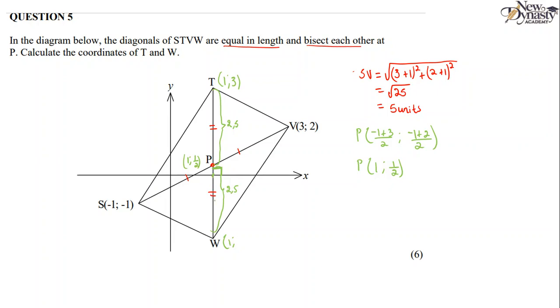And from P to the x-axis, that is also 0,5, and the total length is 2,5. So what is the remaining length from the x-axis to W there? That is going to give me what? 2, and because it is below the x-axis, that is going to be negative 2. And that's how you calculate the coordinates of T and W.